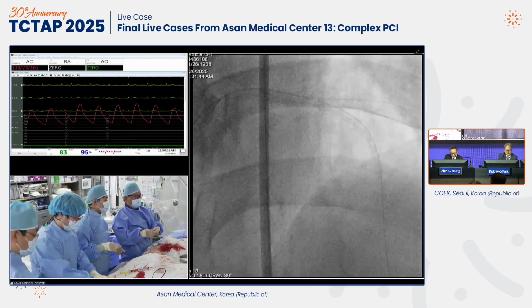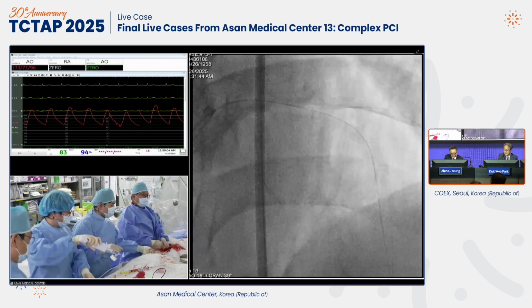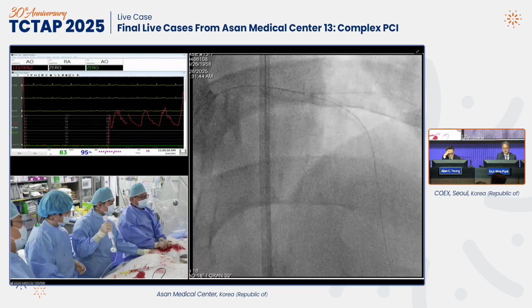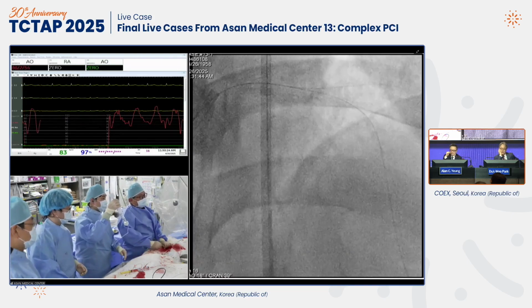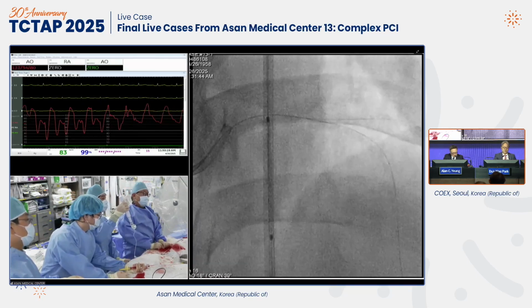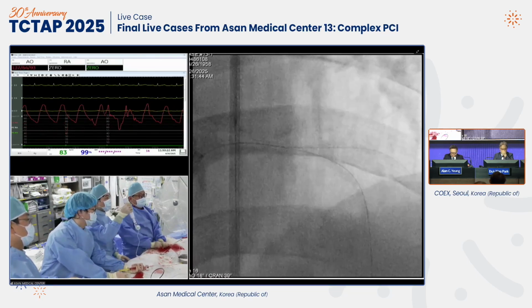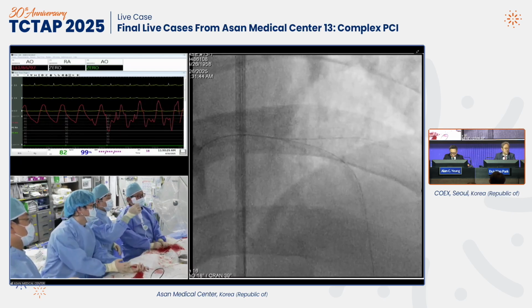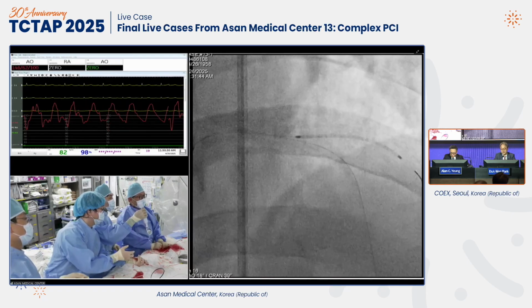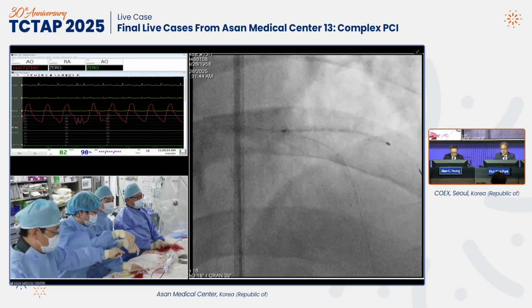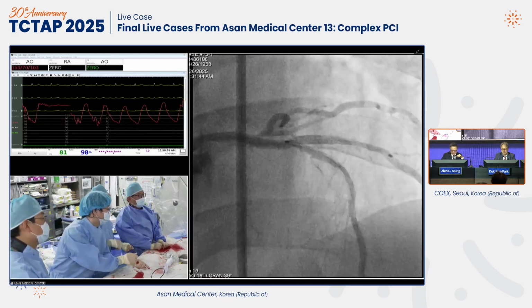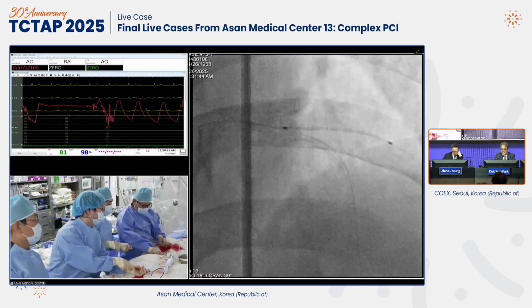So the balloon crush technique, I think many operators resist doing the crush technique because they thought it is a very complex procedure. But once you learn the crush technique, you may have some confidence to treat any kind of complex bifurcation lesion, because the benefit of crush technique is it maintains the side branch flow. So the patient is very comfortable during the procedure. And Jung-Min, you are comfortable too when you have to do that.